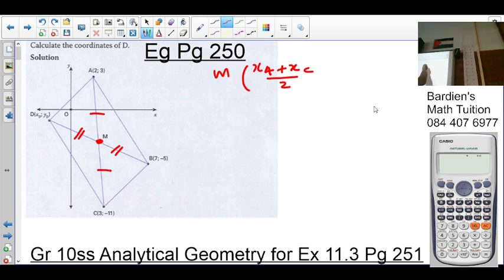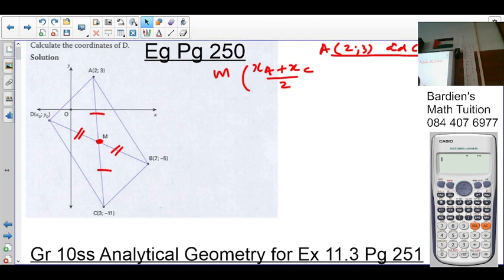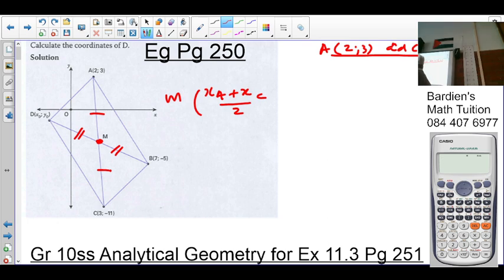So if you want, you can write A's coordinates here. A, which is 2 and 3, and C is 3 and negative 11. Okay. Sorry? Negative 11. Okay. So that's going to be XA plus XC over 2 and YA plus YC over 2. Okay. So we've got the midpoint.